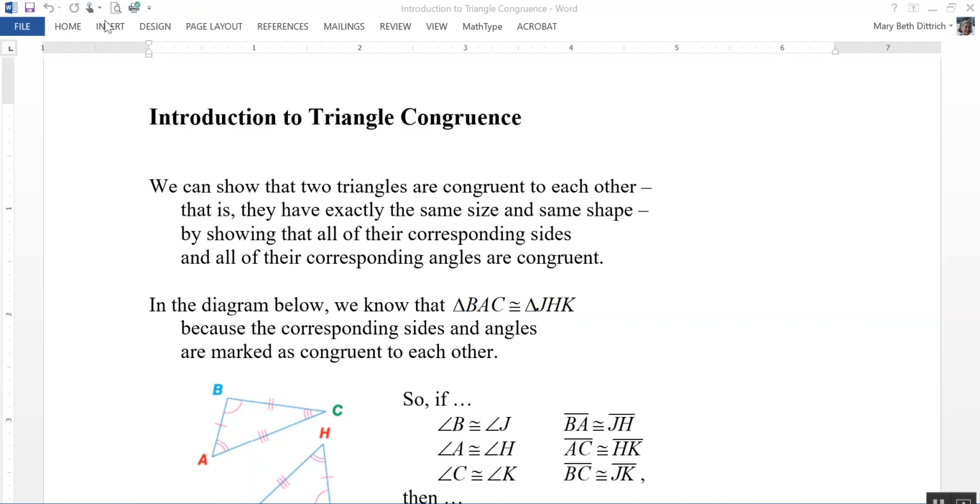This video is an introduction to triangle congruence. We can show that two triangles are congruent to each other, that is, that they have exactly the same size and the same shape, by showing that all of their corresponding sides and all of their corresponding angles are congruent.